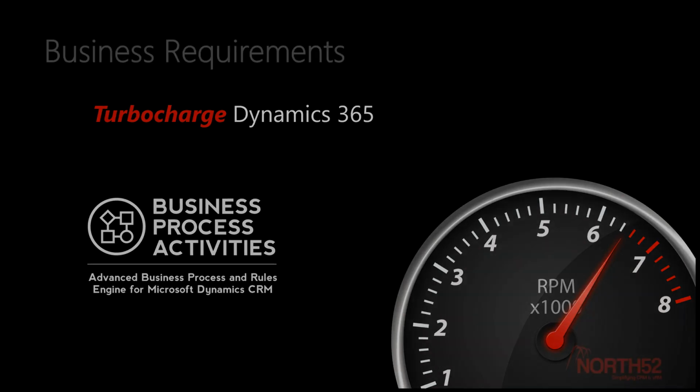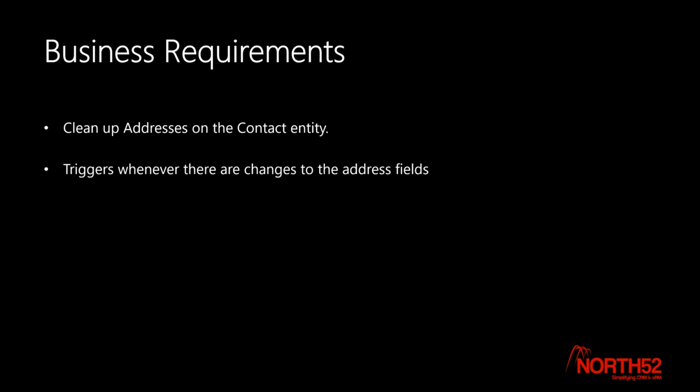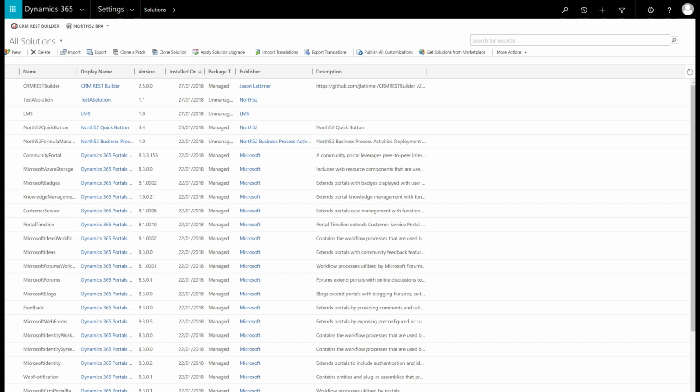In today's video, I'm going to give a quick demonstration on how to make a decision table that will clean up addresses on the contact entity. We will do this by setting up a formula that will trigger whenever changes to the address field are saved on a contact entity. This formula will check the values before they get saved to Microsoft's database, and it will remove special characters. This is useful to companies that have users entering data like address fields, as it will clean up any human error. To get this started, first we will create a new decision table.